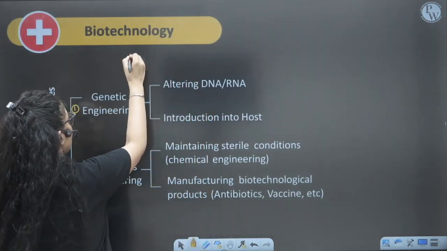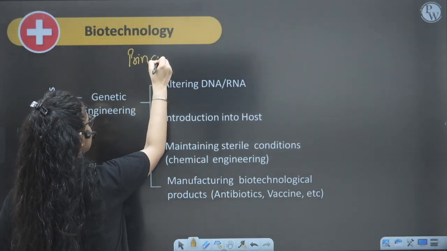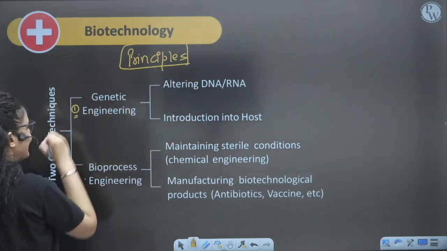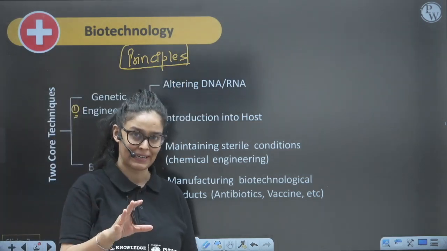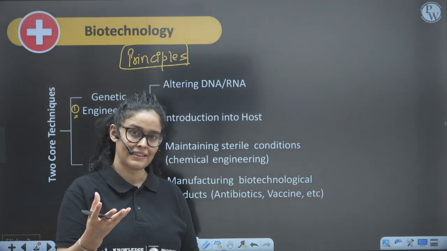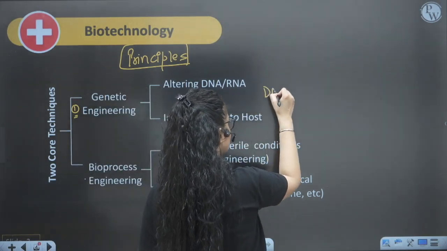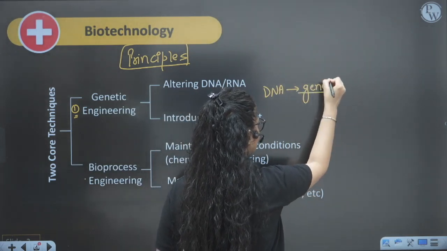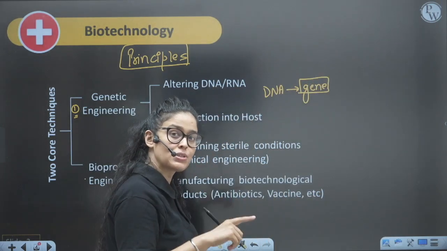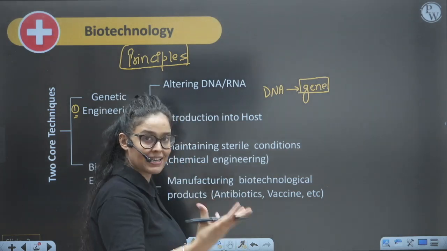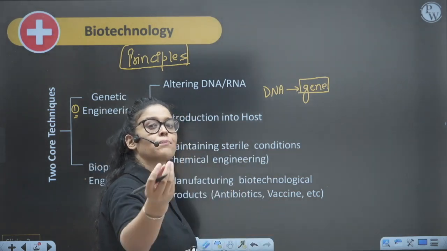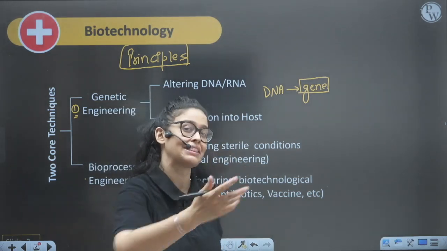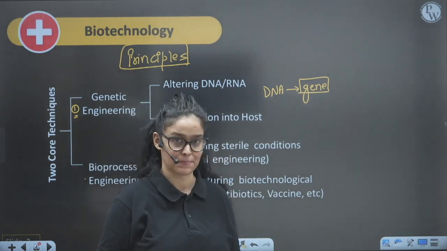When we talk about the principles, what are the principles that we are using in biotechnology? The first principle is genetic engineering. We are using DNA, the genetic material, and suppose the DNA has a specific gene. The functional part of DNA is known as a gene, and this gene will undergo transcription and translation to form the protein or enzyme.